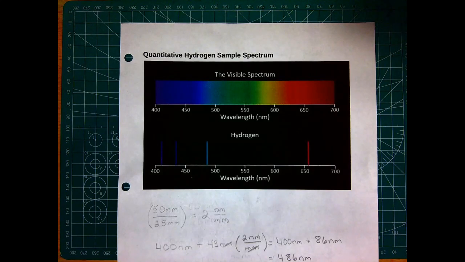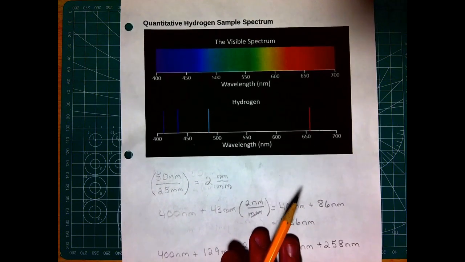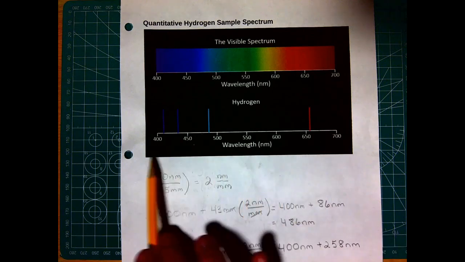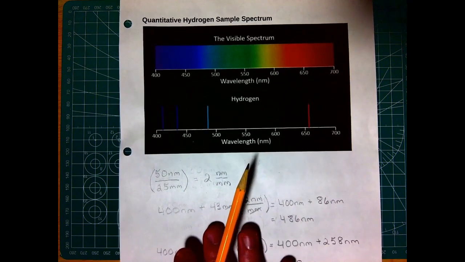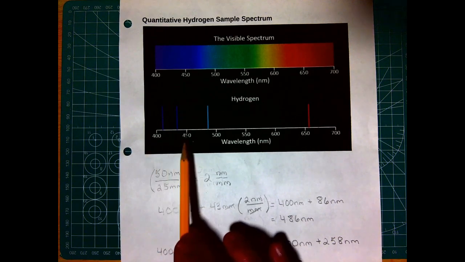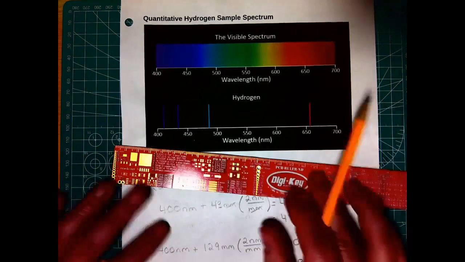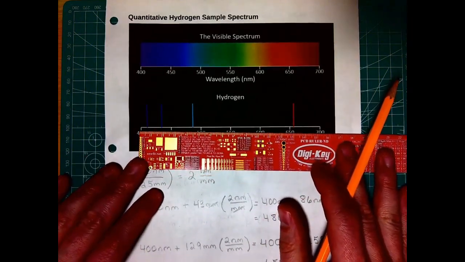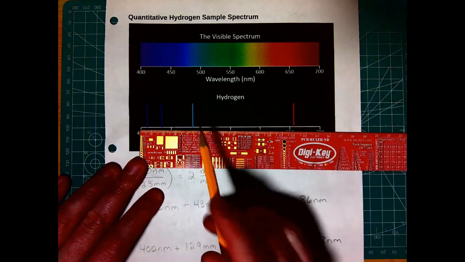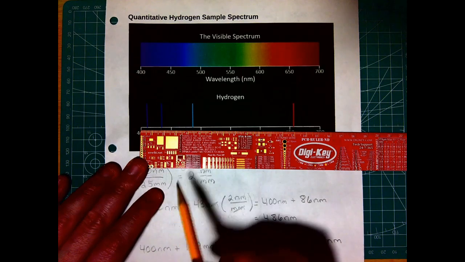Let's see how we can apply what we saw with the map to our data this week. So here, our scale is going to be pretty much any distance along this scale right here. For instance, we know that the distance between here and here, 400 and 450 nanometers, is going to be 50 nanometers. We can put our ruler down on there, and we'll see that this distance is pretty much perfectly 25 millimeters.